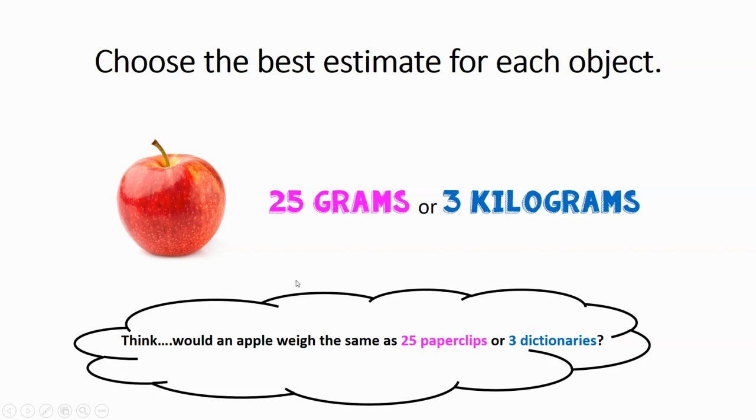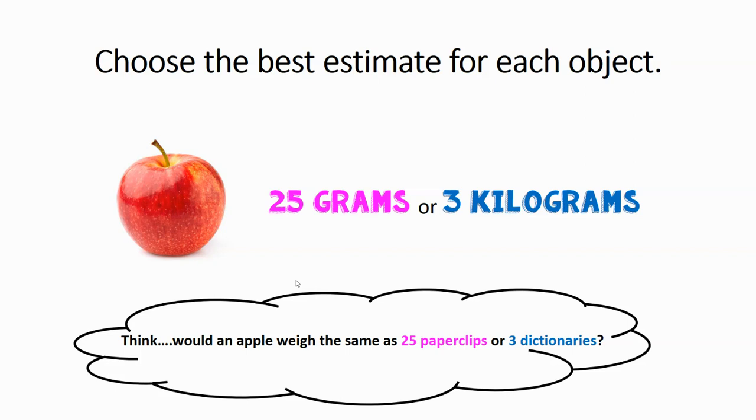So let's do some practice. We're going to choose the best estimate for each object. So let's look. We have an apple. So think about an apple. You can either think of it as 25 grams or 3 kilograms. Which one would be the better estimate?